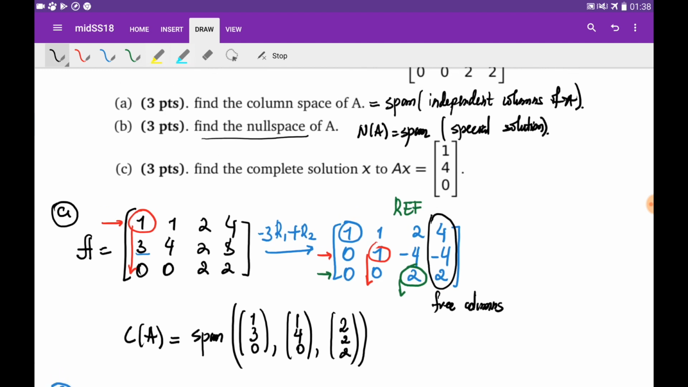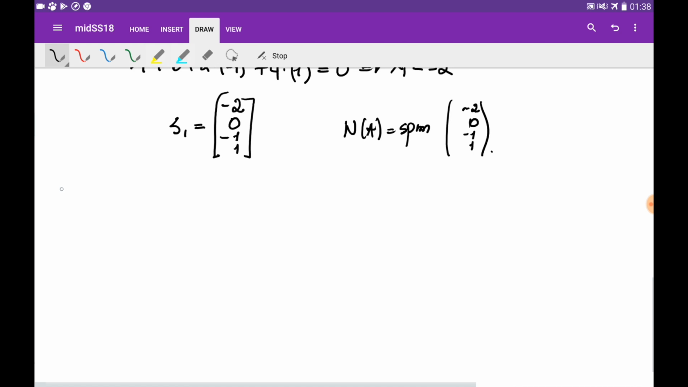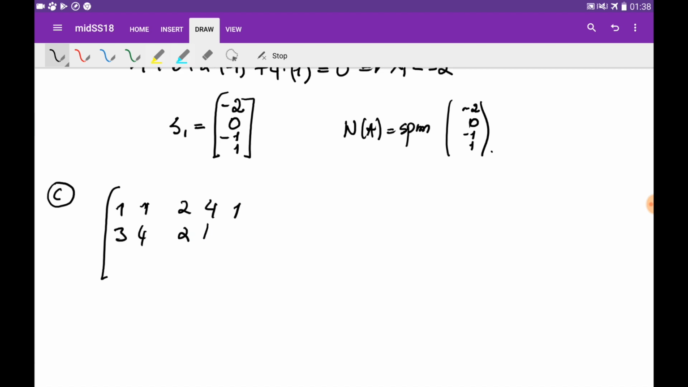In the last part of this problem, we need to find the complete solutions to the system Ax = b. In order to do this, we need to bring the augmented matrix to the reduced echelon form. So let's bring the augmented matrix to the reduced echelon form, which is going to be [1, 1, 2, 4, 1], [3, 4, 2, 8, 4], [0, 0, 2, 2, 0].